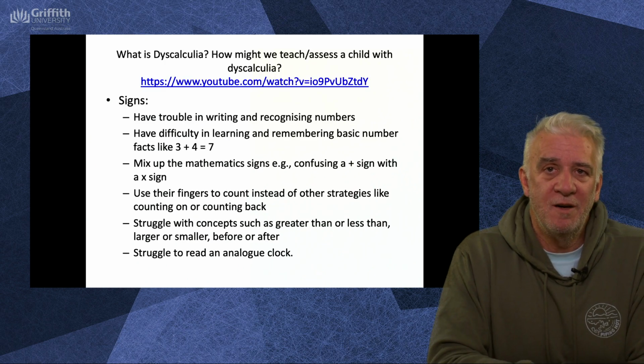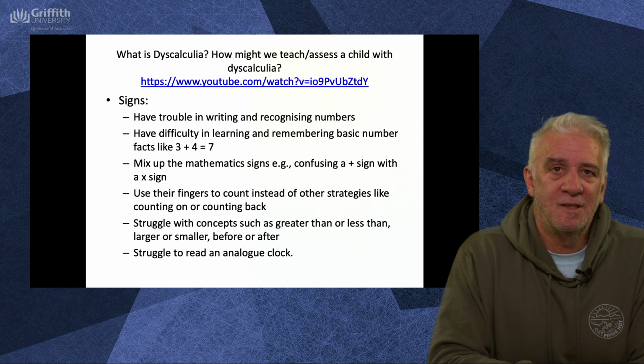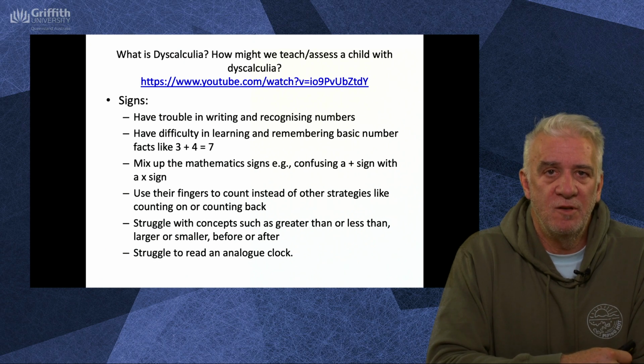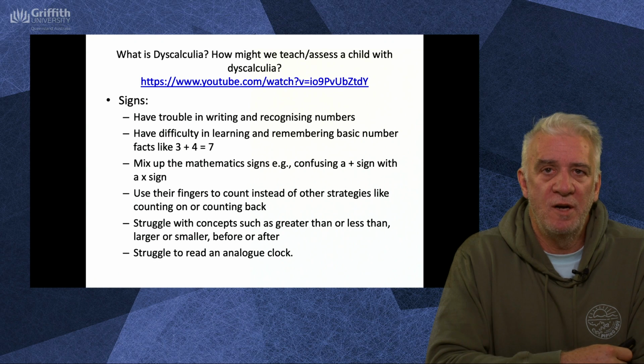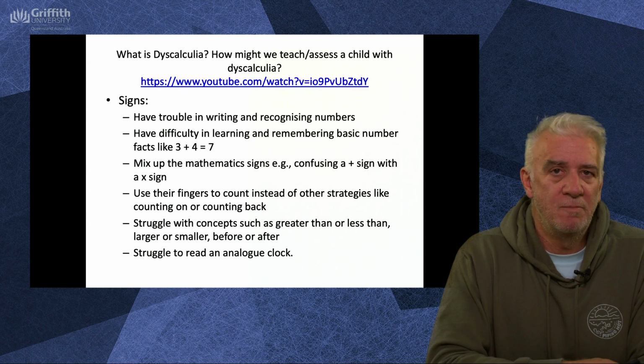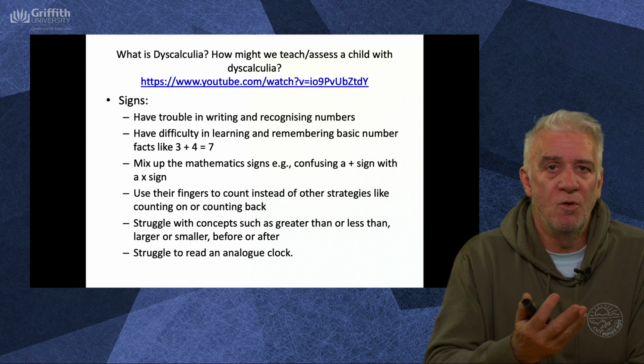I've just put a little bit here about dyscalculia, and again, how might you assess a child who has this? There's some ideas about what that might look like, and again, there's a video for you to have a look at. But these kids often have trouble writing and recognising numbers. They might have trouble with basic number facts. They're all different. It's hard to say all of them are the same.